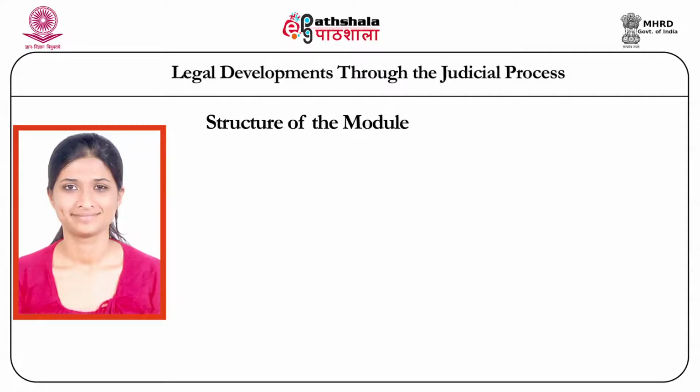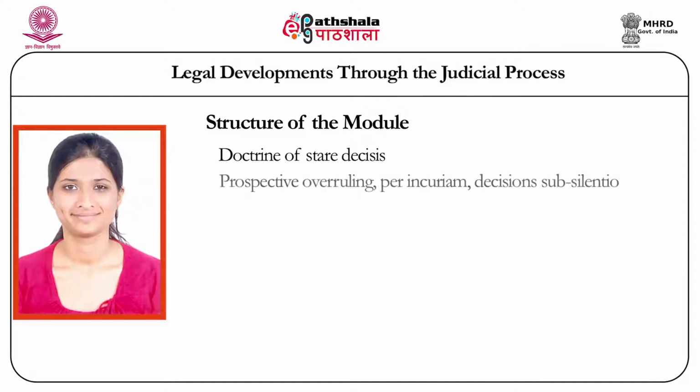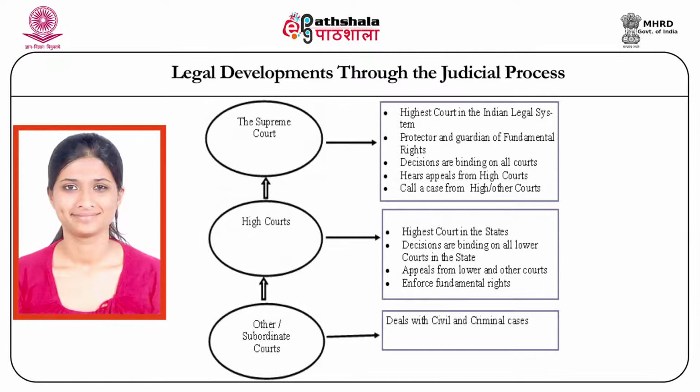The structure of this module is as follows. We will first understand the doctrines of stare decisis, prospective overruling, per incuriam, and sub-silentio. After this, we will analyze Articles 141, 142, and 143 of the Constitution of India to understand how the judicial process leads to development of law.